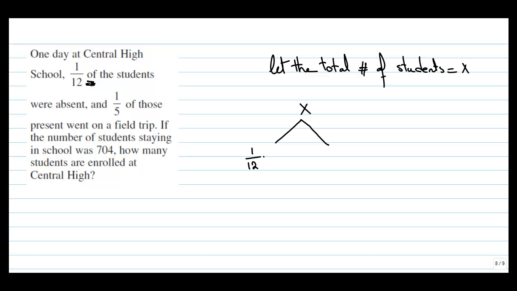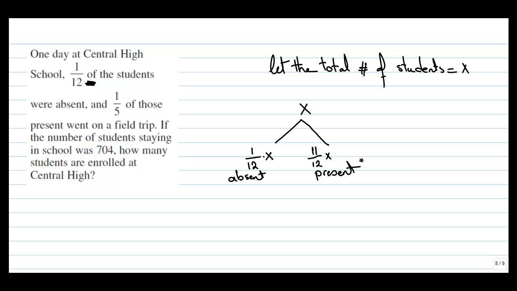The word "of" here, the preposition of, it means multiply. Right? You multiply. So if I have 1/12 of the students were absent, it means 11 of them, 11/12, were present, right? So this is absent, and this is present, correct?